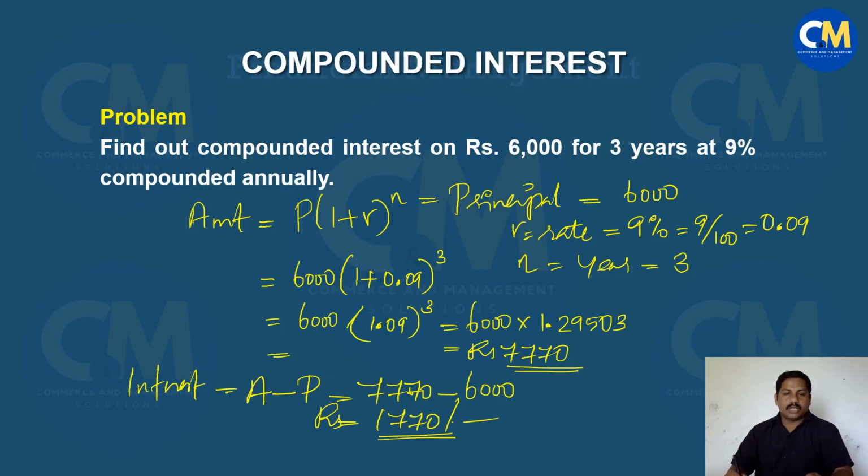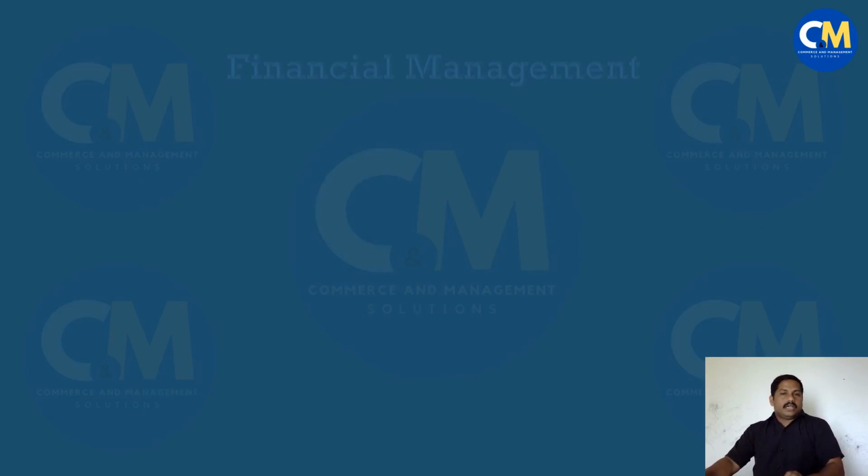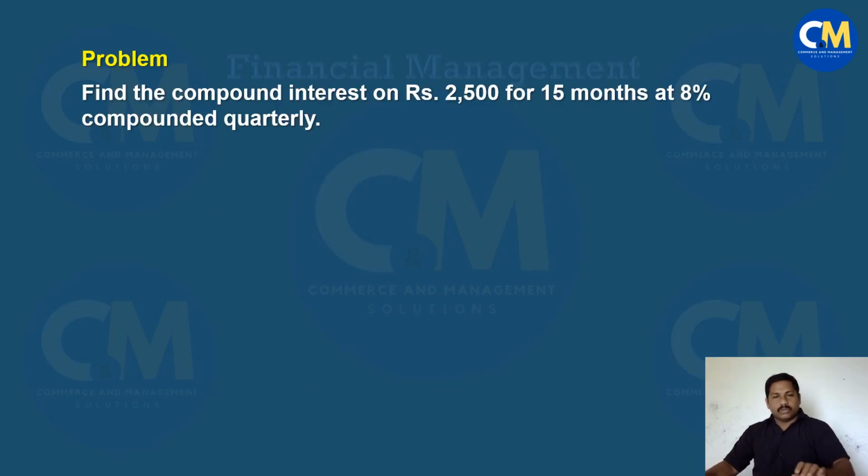Keep in mind that to calculate compounded interest, we can use the simple equation P into 1 plus R raised to N. For simple interest, we use the equation P N R. Remember both the equations. Hope you are clear on this one, right? Then we'll take another question. Let's see how it can be worked out.